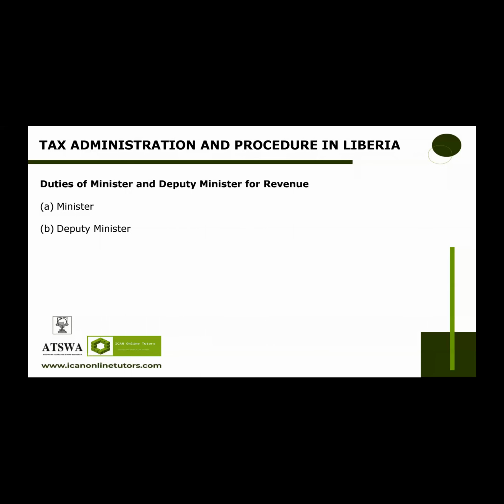Now let's look at the duties of the Minister and Deputy Minister for Revenue. Okay, so the Minister is authorized and required to oversee all of the operations of the Ministry of Finance, including any matters assigned under the Revenue Code through the agencies, officers, and employees of the ministry, delegating such responsibilities as the minister may deem appropriate, except that the minister may not delegate the authority to approve the remittance or reduction of taxes otherwise due.